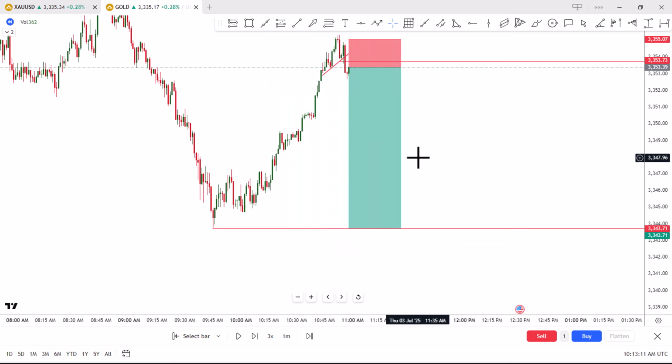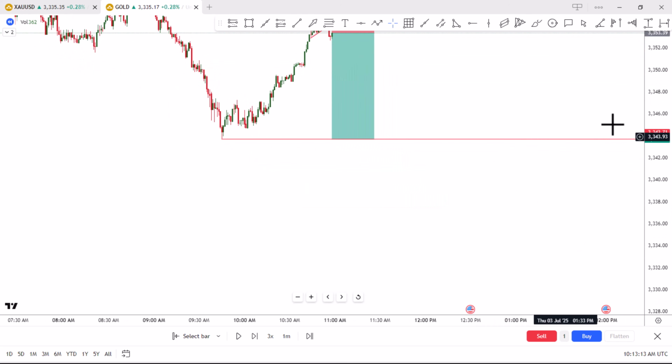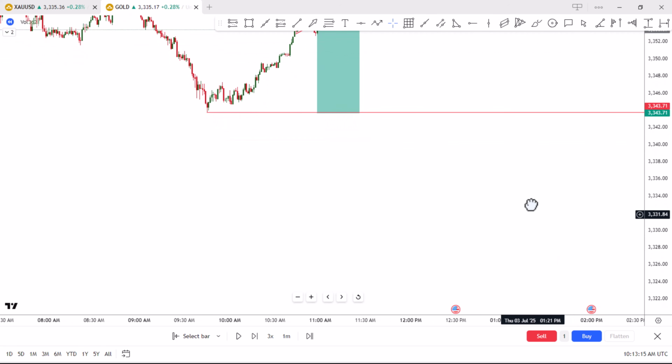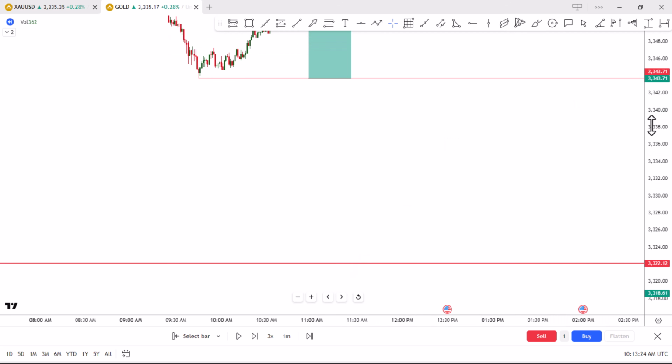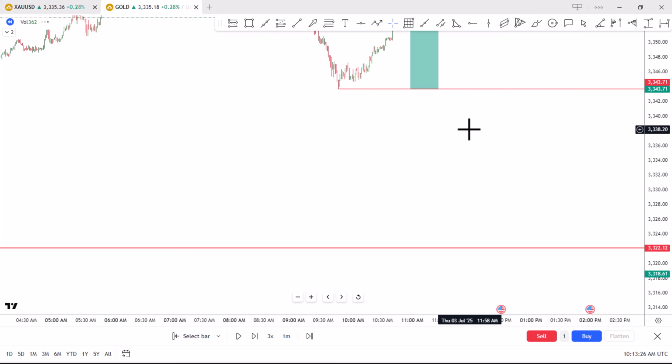So let's go ahead and search for 3322. Now you can obviously see that it was quite extremely low, right? That was around somewhere here, thereabout. So around somewhere here, right? Now look at it. Just look at it.